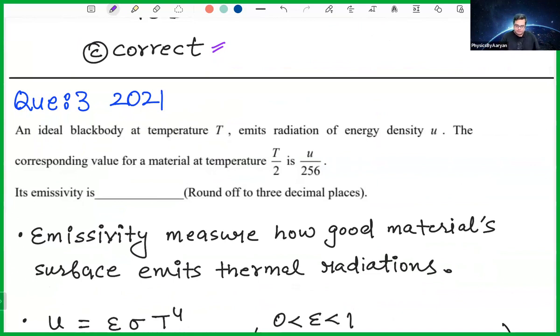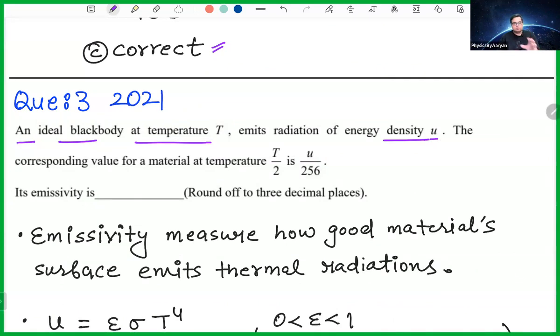So what is happening here? They are saying that an ideal black body at temperature T emits the energy density U. So you have an ideal black body, it is at temperature T and it is emitting the energy density U. Okay.